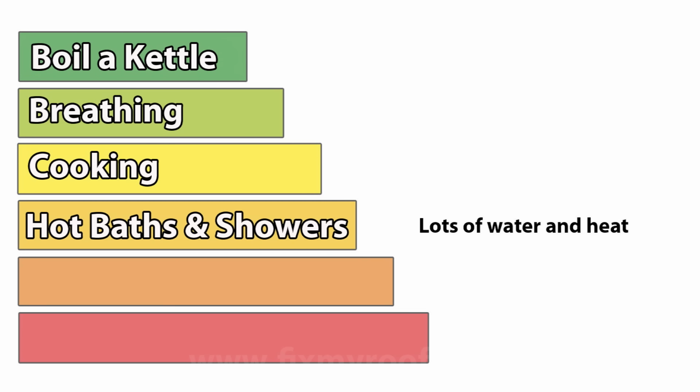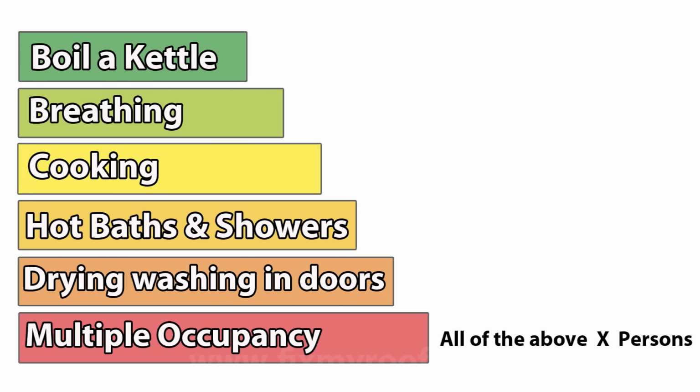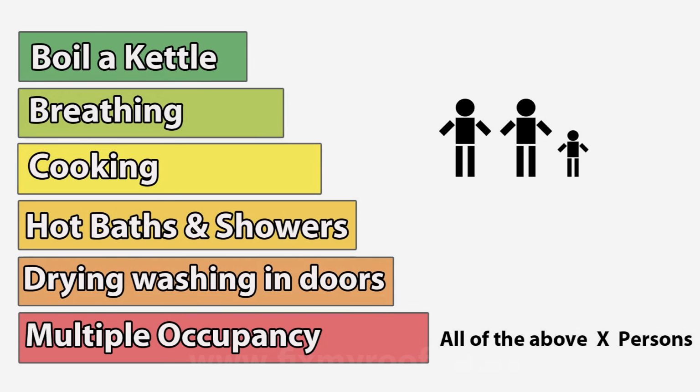Hot baths and showers, lots of potential for steam here. I bet the windows aren't open, or open for very long. The old favourite in winter, drying washing indoors. Drying clothing can produce up to 7 litres or 14 pints per day. And finally, just to compound things, the multiplier. Now multiply all of the above by the amount of people you have living in your house.